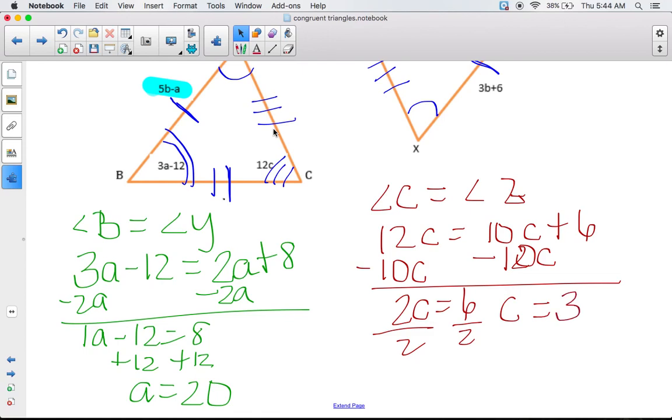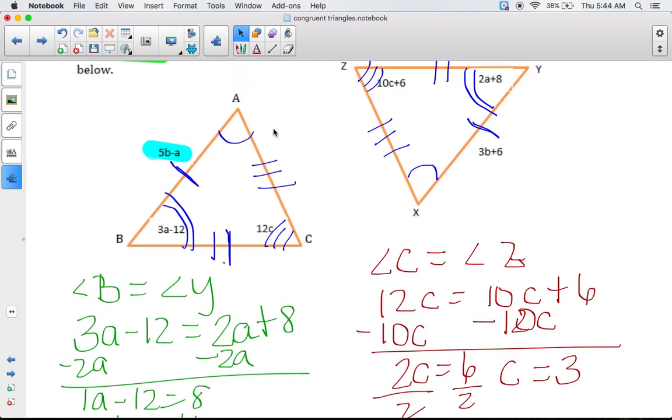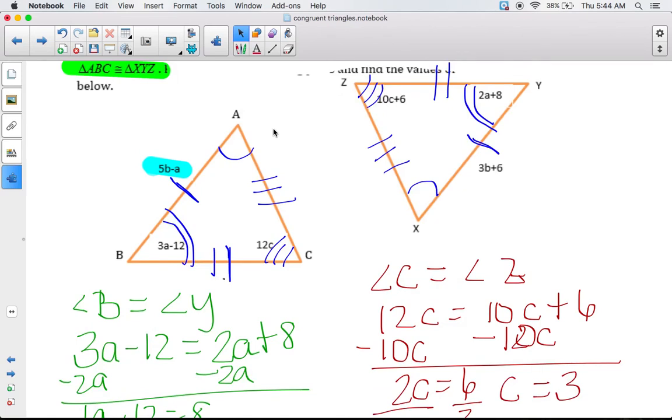Now, how am I going to find B? Well, it says 4B minus A. I know what A is now. So let's use it. Sorry, not 4B, 5B. So this is now 5B minus 20, because A was 20. Then I have 3B plus 6. So I'm going to go ahead and solve this using those equations. 5B minus 20 equals 3B plus 6.